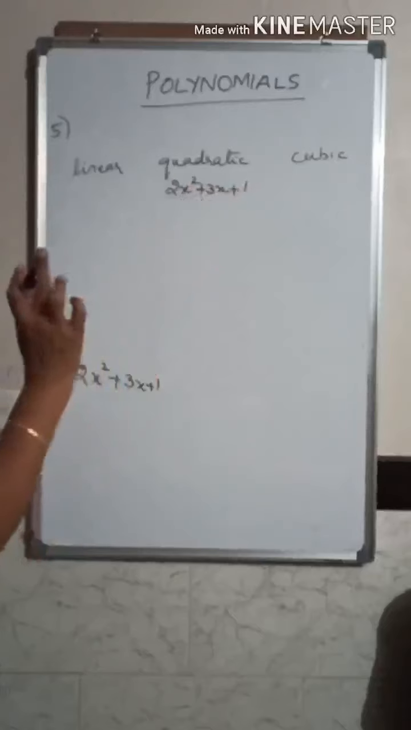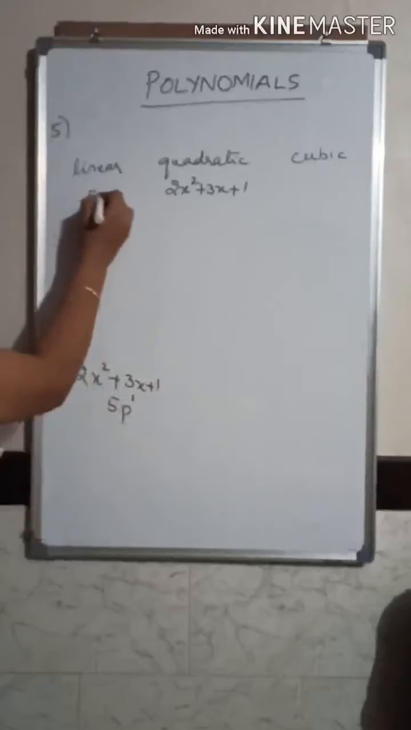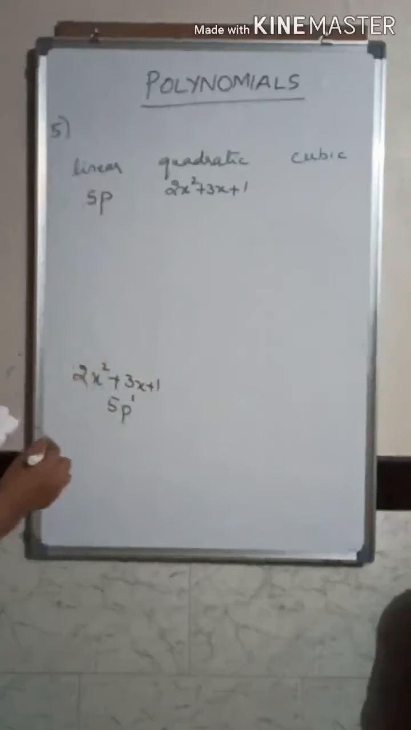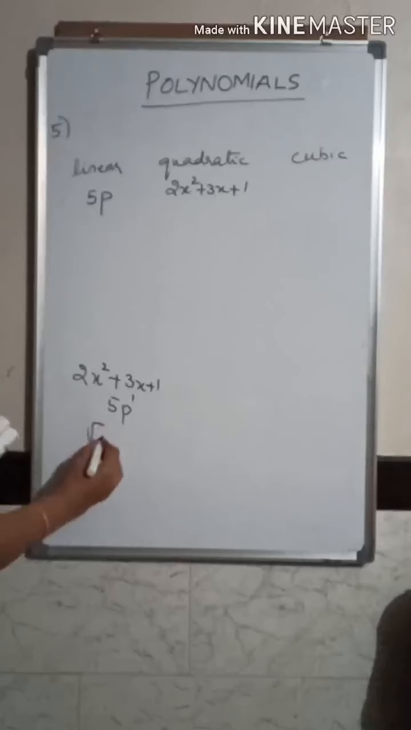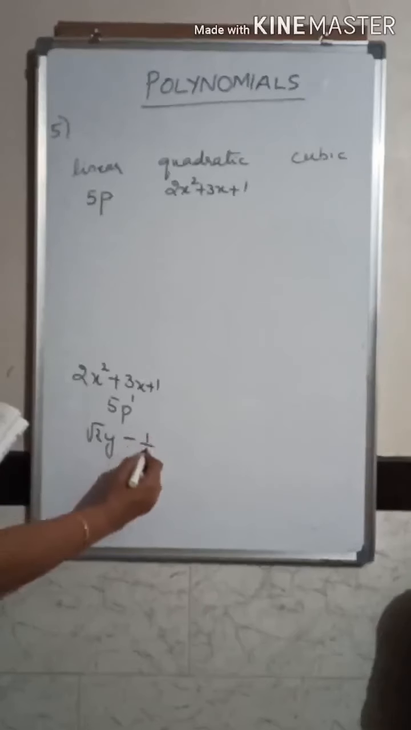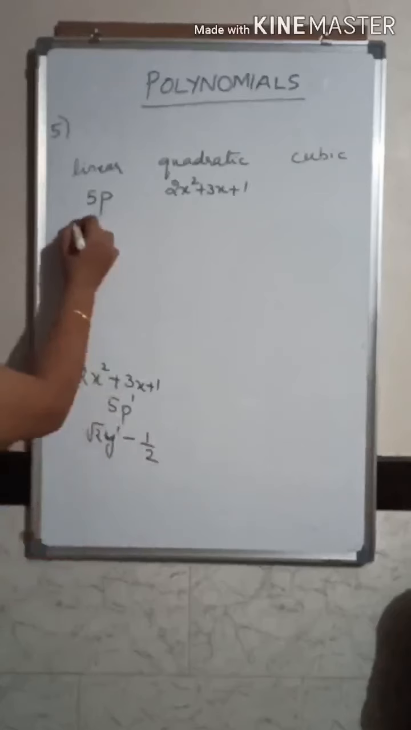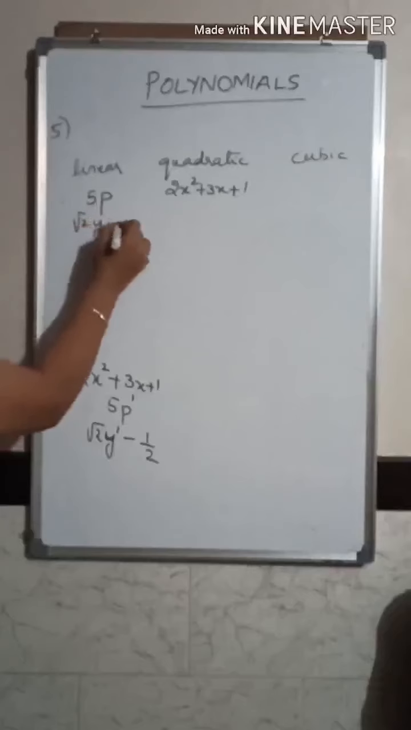The second problem they have given is 5p. So 5p, what is the degree? Degree is 1. So it will come under the linear. So write here 5p. The third one again they have given root 2y minus 1 upon 2. So here y's power is equal to 1. So again it is a linear, so you have to write under this root 2y minus 1 upon 2.